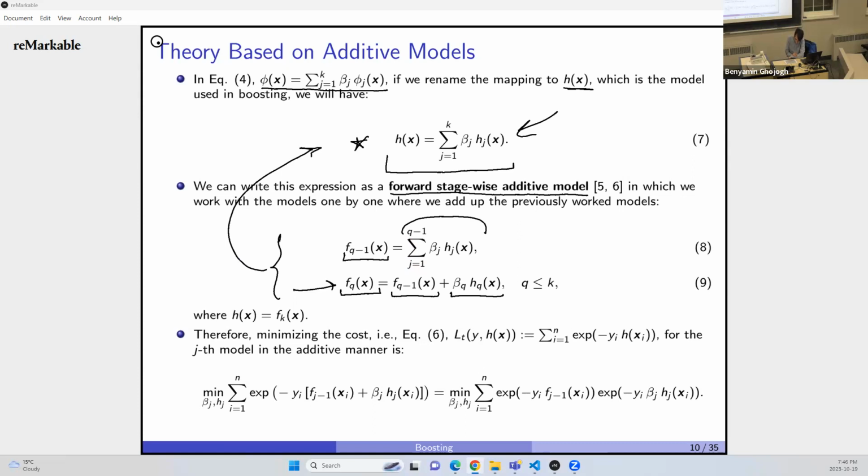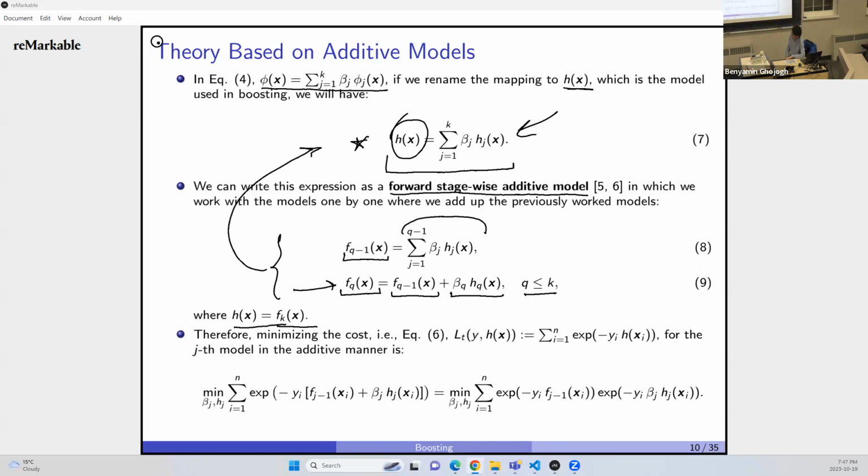right? And q is less than or equal to k, goes until k. Q is an integer, by the way. Okay. And finally, the last one is fk, right? When q becomes k, hx becomes fk, which is this hx, right? Because hx is all of the summation for j from 1 to all of k. Agreed? Did you get it?